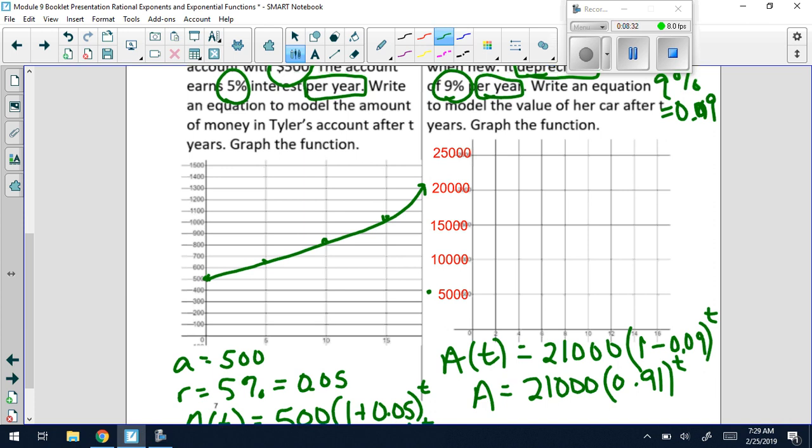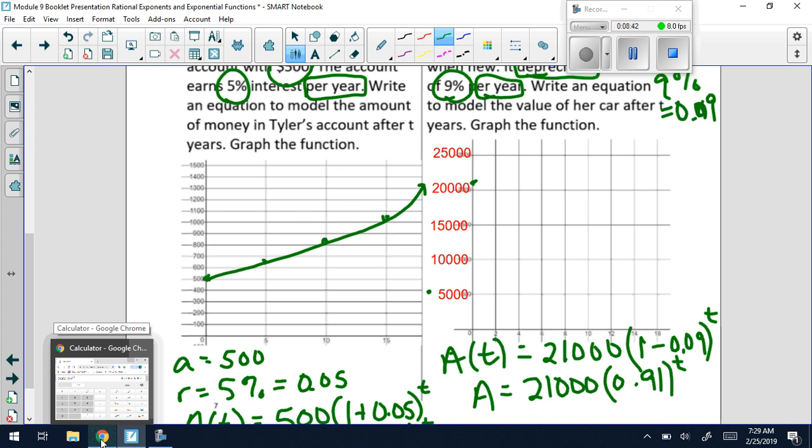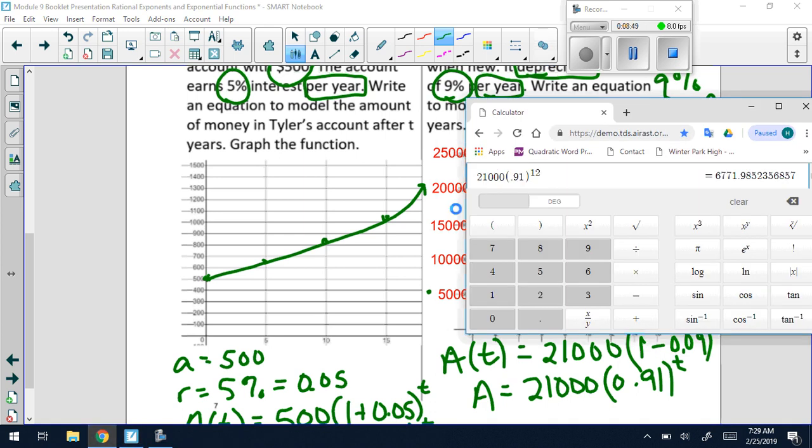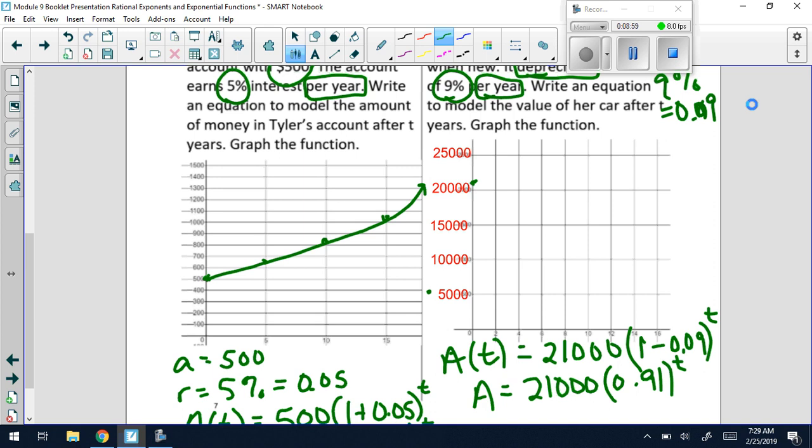So I'm going to start, my initial amount is 21,000. So let's put it about right there. And then I'm going to go to my calculator. My scale on the x-axis, the t-axis, goes by 2. So 2, 4, 6, 8, 10. So I'm going to go to my calculator, and I am going to do 0.91 to the 2, rather. 17,390. So we're going to be somewhere between 15 and 20. So about right there.